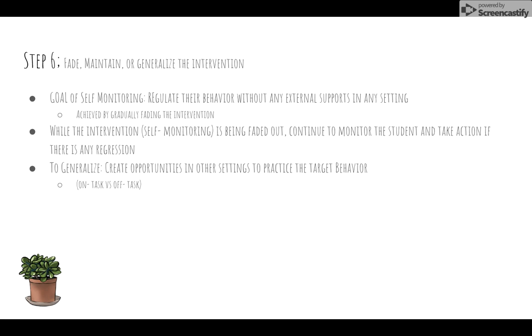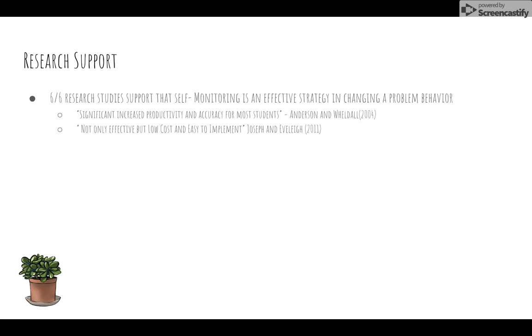And while the intervention is being faded out, you continue to monitor and take action if there's any regression. So if you notice Susie is off task more, you implement the intervention again until they are strong in regulating their behavior. And to generalize it, you create opportunities in other settings to practice the behavior. So say you've been practicing in English, you take it to science and see if they can implement it there. And if they can, you can tell that the intervention is truly working.